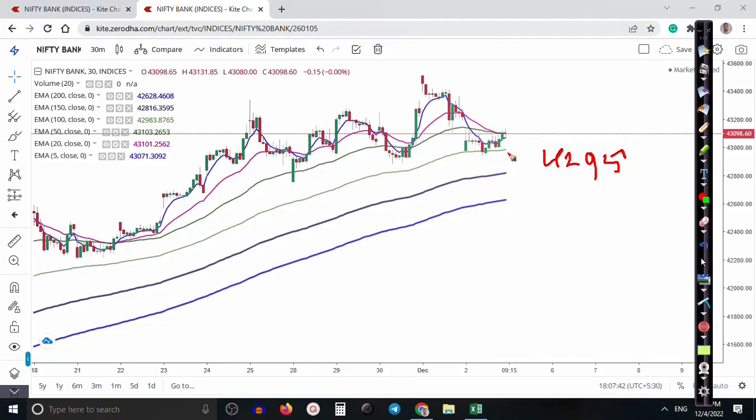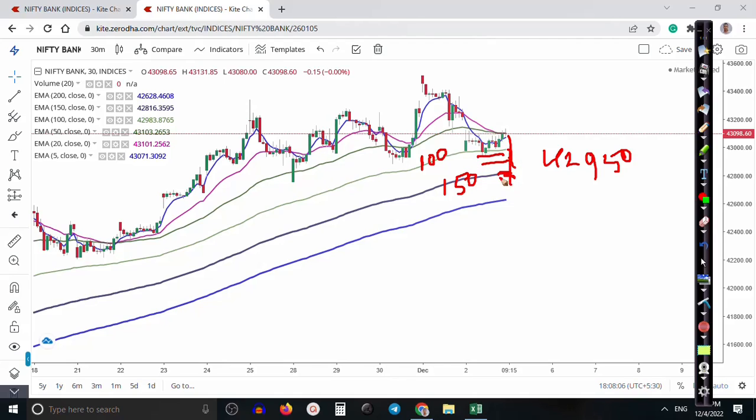42,950. If price breaks this lower point, we are definitely looking for a short. The next target will be near the moving average 150. This one is the 150 exponential moving average, and this one is the 100 exponential moving average. The 100 exponential moving average now acts as a support. So we are focusing on if price breaks this lower point.